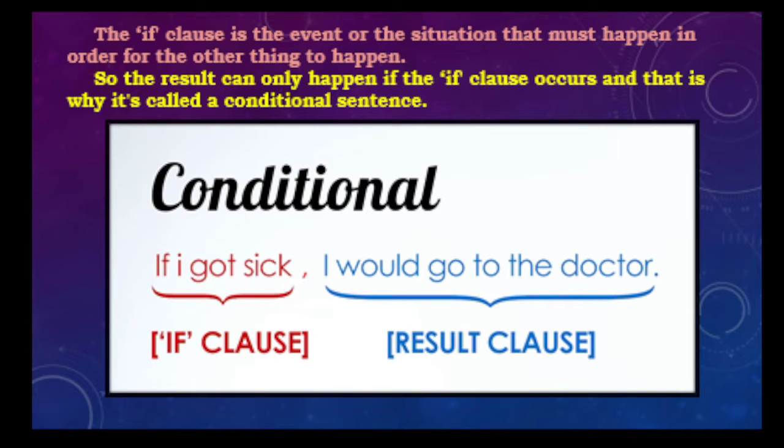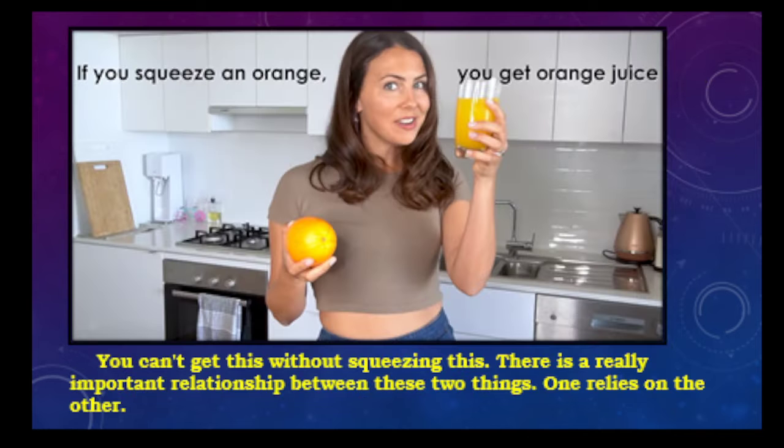It is called conditional because the result will depend on the if clause. If the if clause happens, or if the if clause is possible, then what is mentioned in the result clause is possible or it will happen. So the result clause is dependent on the if clause. The result can only happen if the if clause occurs. And that is why it's called a conditional sentence.